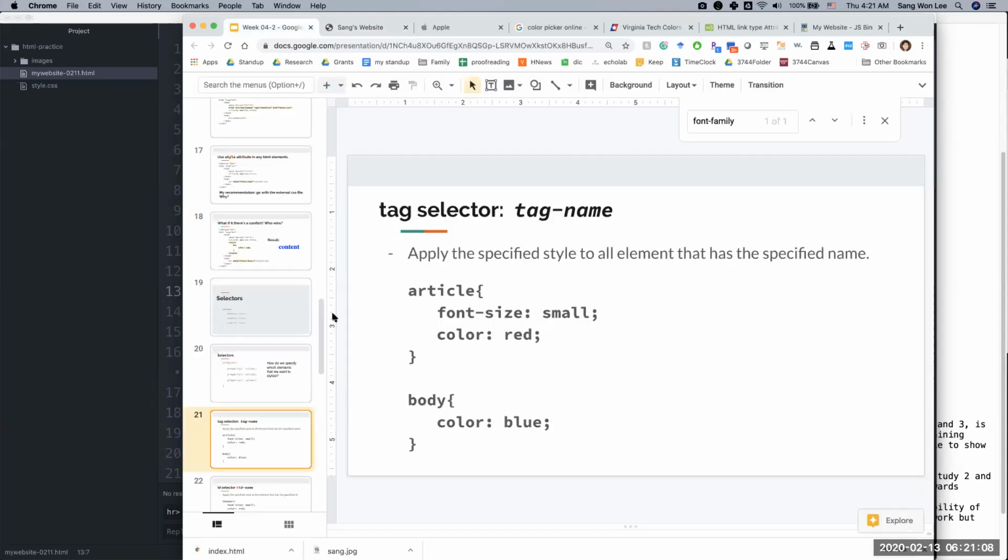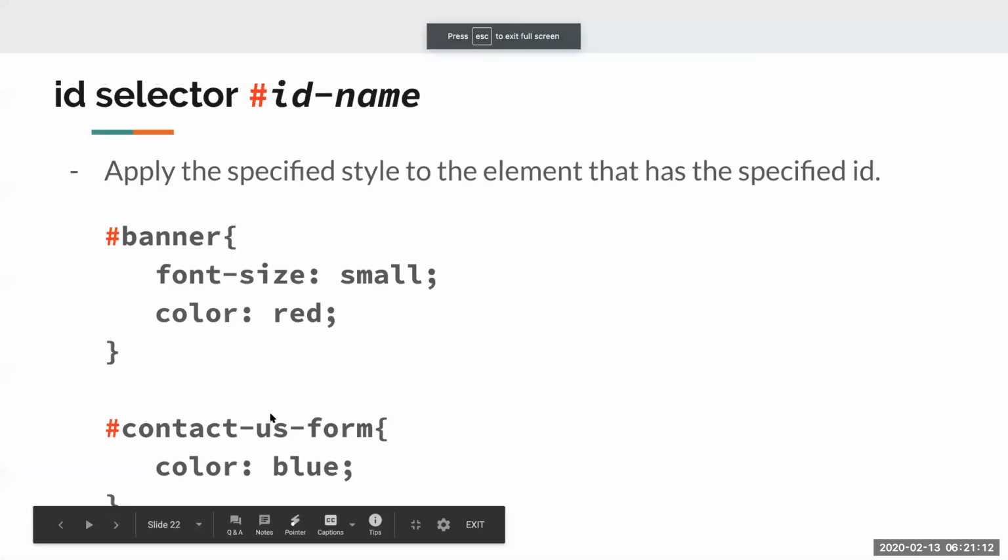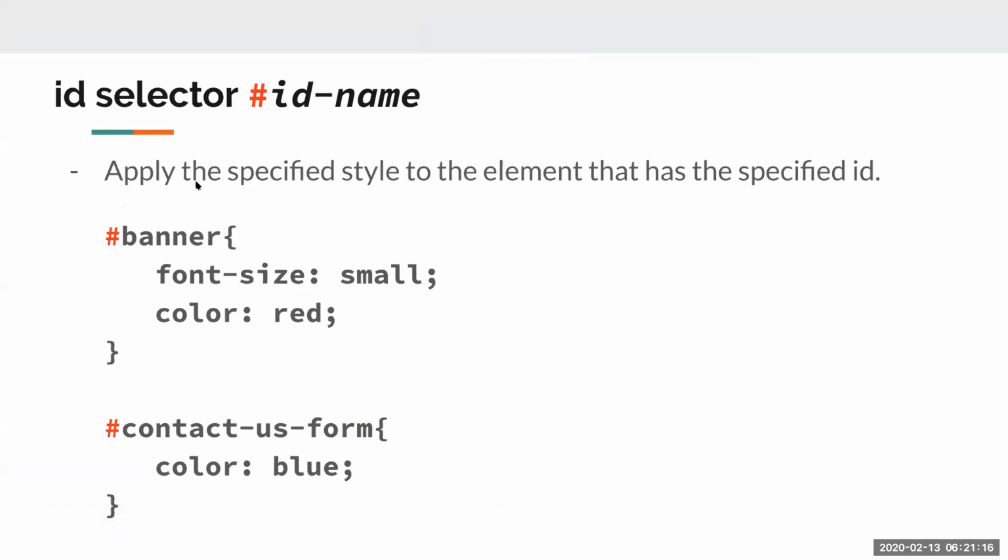So we looked at tag selector. Next thing that we're going to look at is ID selector. Basically, applying the specified style to the element that has the specified ID. In that case, we use this hashtag, and whatever comes after the hashtag is going to be the ID value. And then you can apply the same kind of rule.